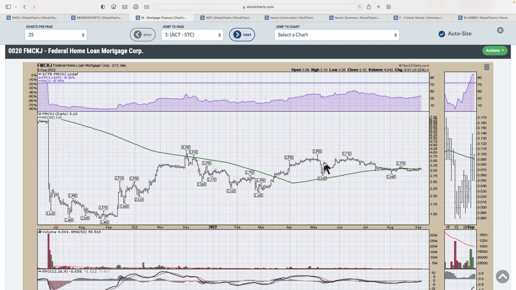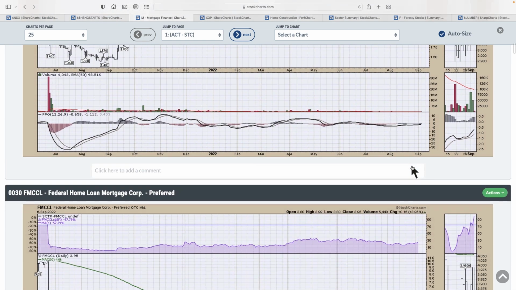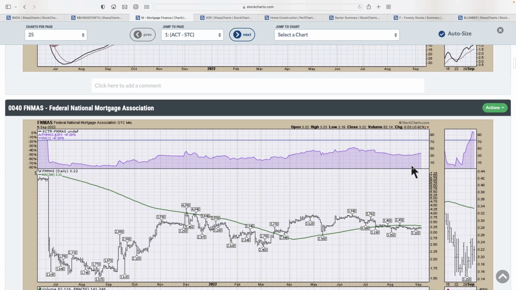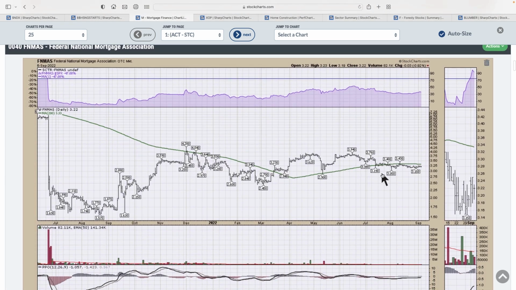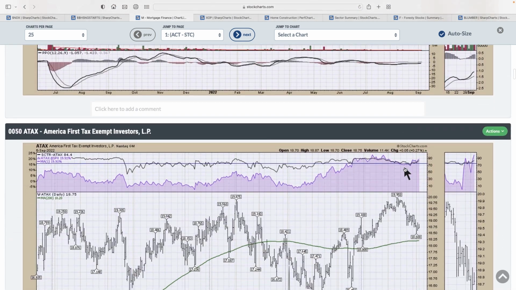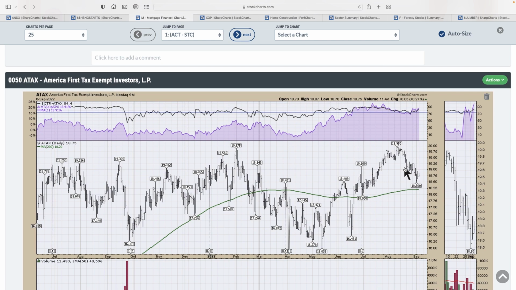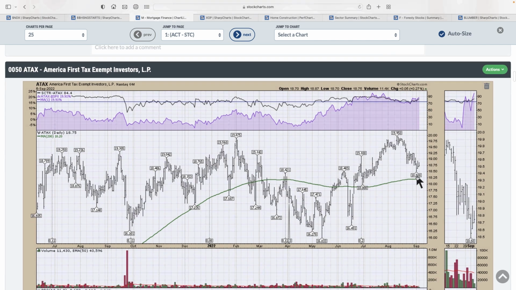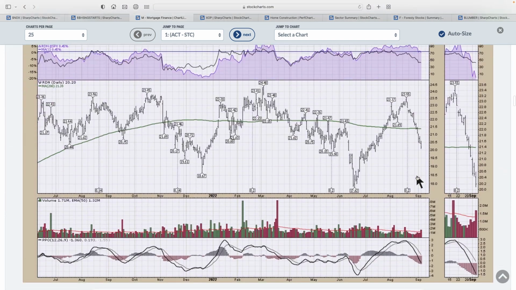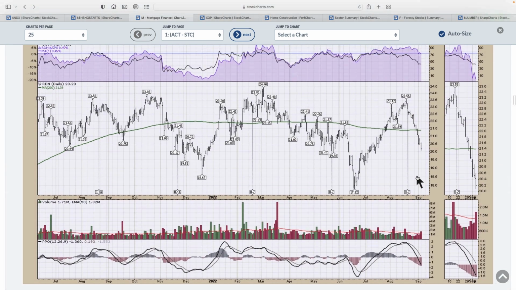Now here's Federal Home Mortgage. Not much going on, pretty flat. Same thing, preferreds. Federal National Mortgage Association, flat, nothing really, like why invest in this, right? It's not going anywhere. And then here's America First Tax Exempt. This thing's just been chopping sideways for a year, so nothing. But we're going to get through these first few that are strong performers and then see what's happening to the rest of them.